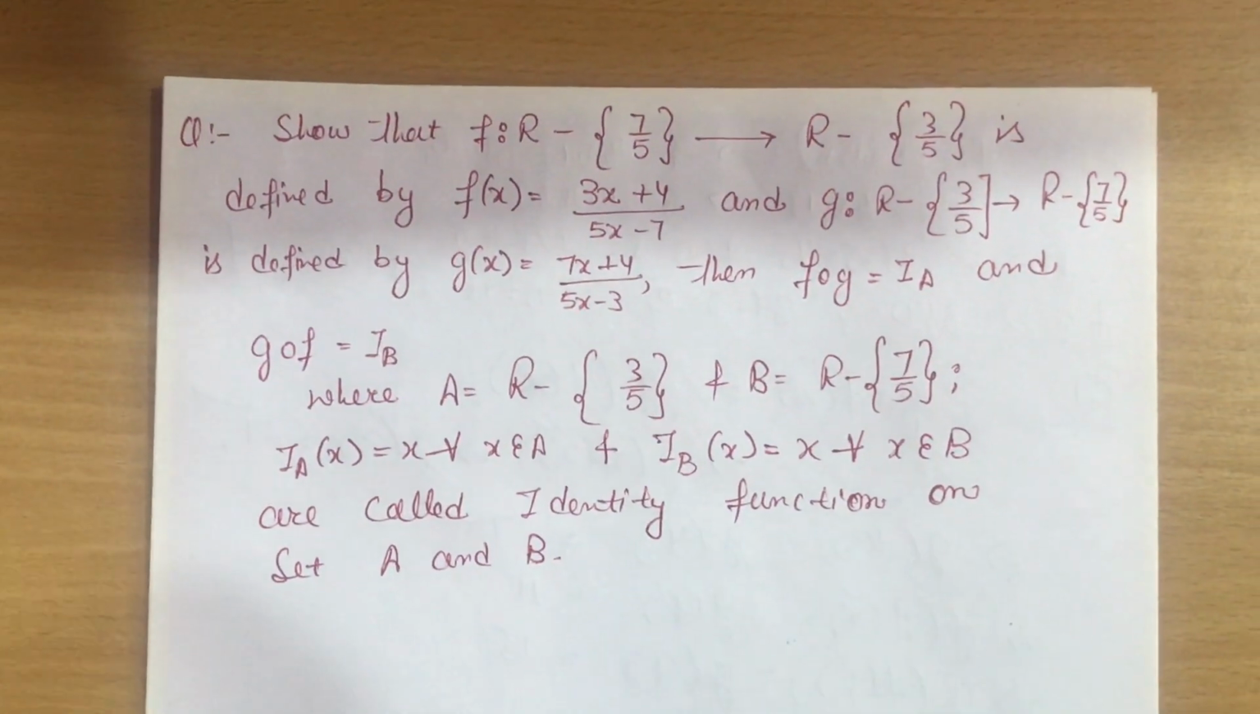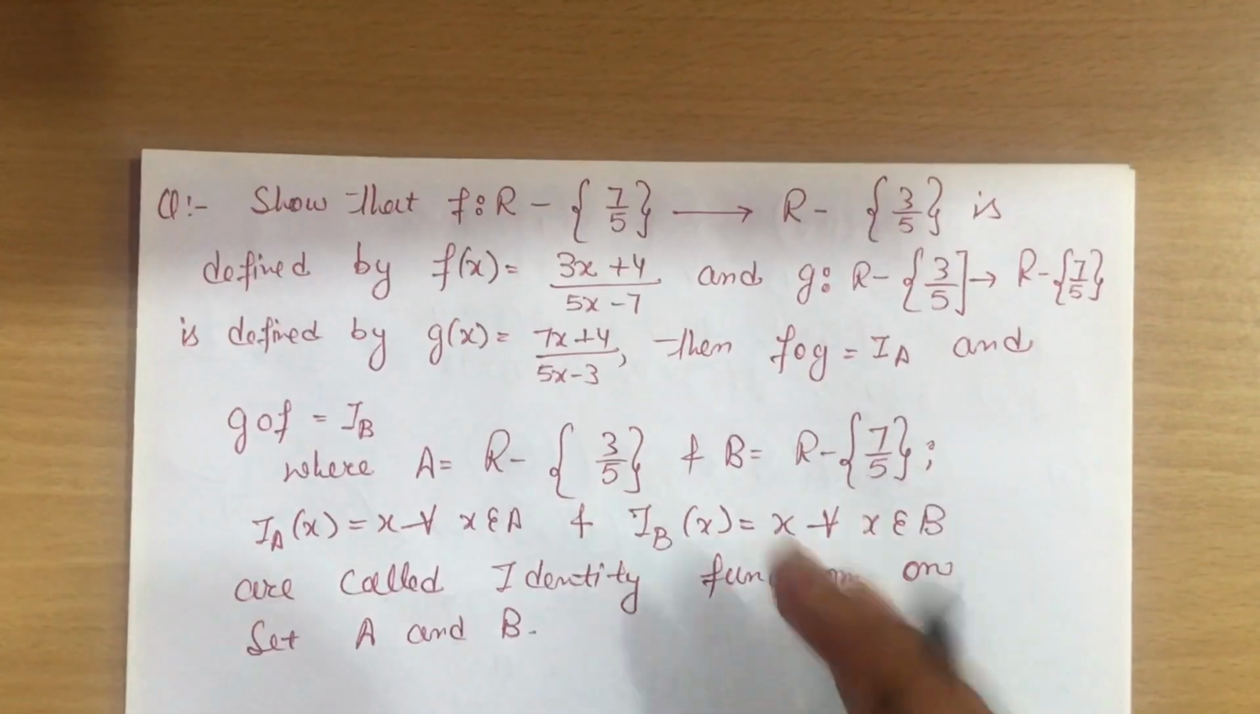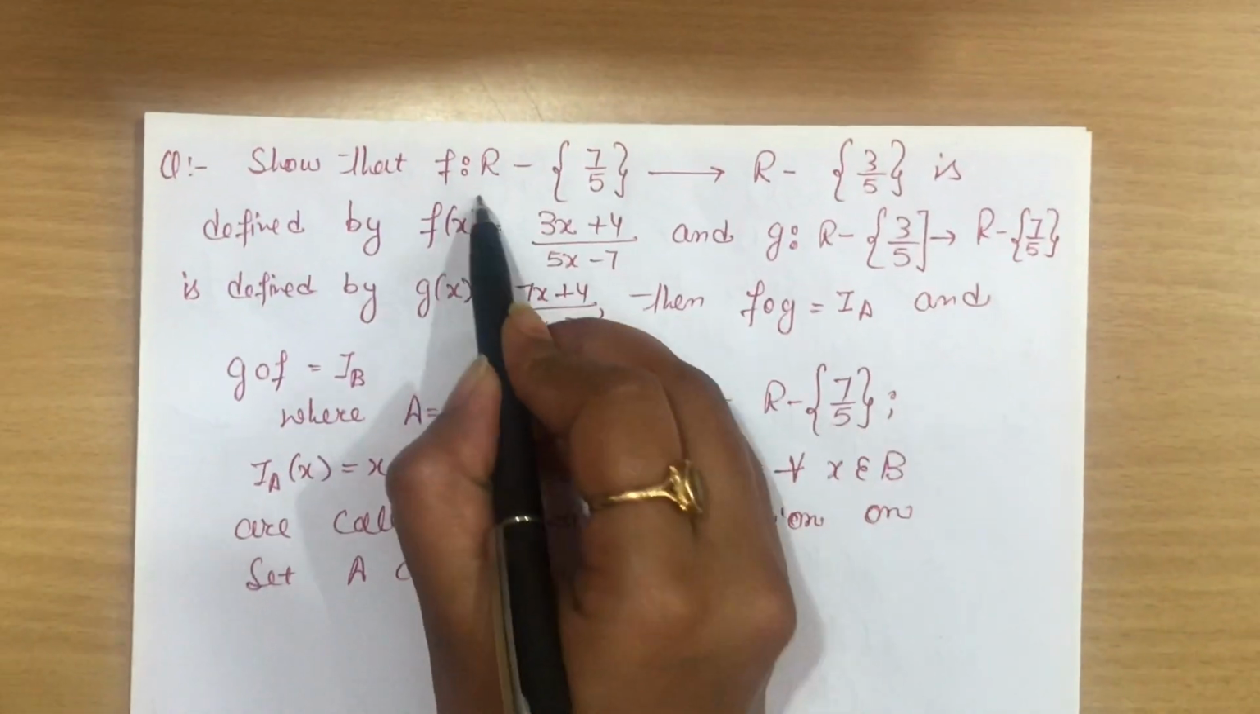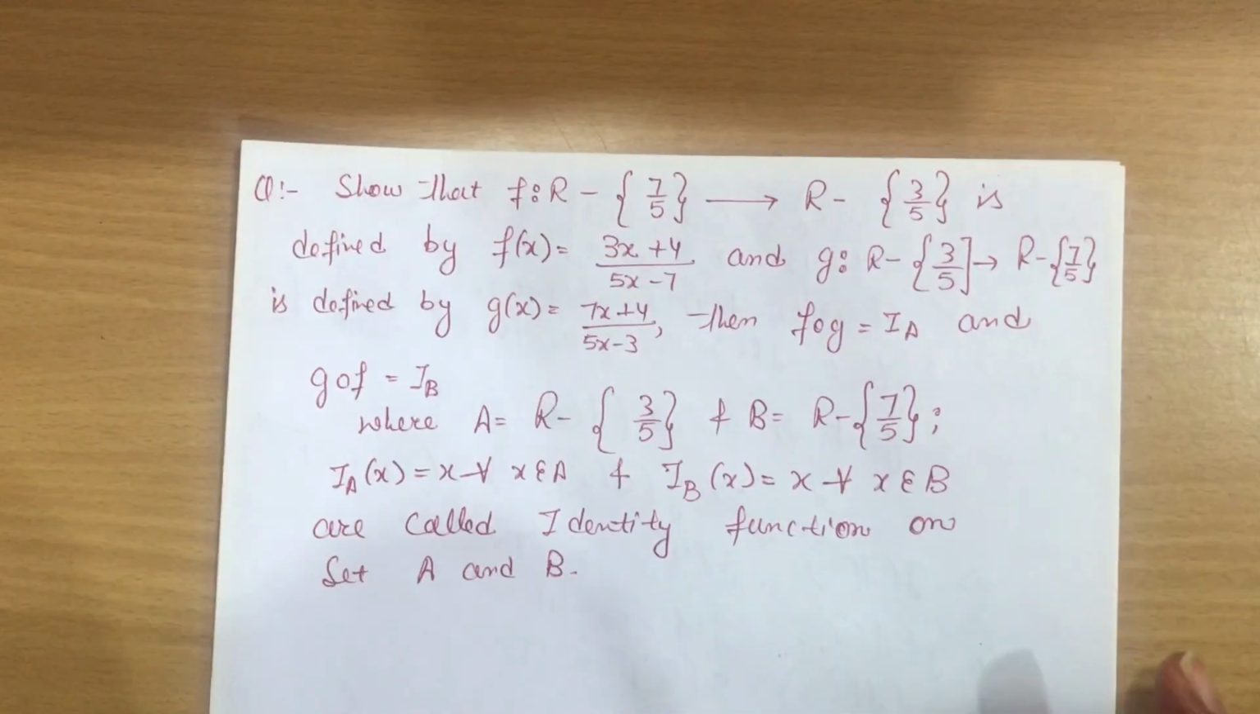Okay, so your next question is, show that a function, you have a function from real values to real values, real numbers to real numbers, and students, I told you earlier also that R minus 7/5 means real numbers except 7/5.